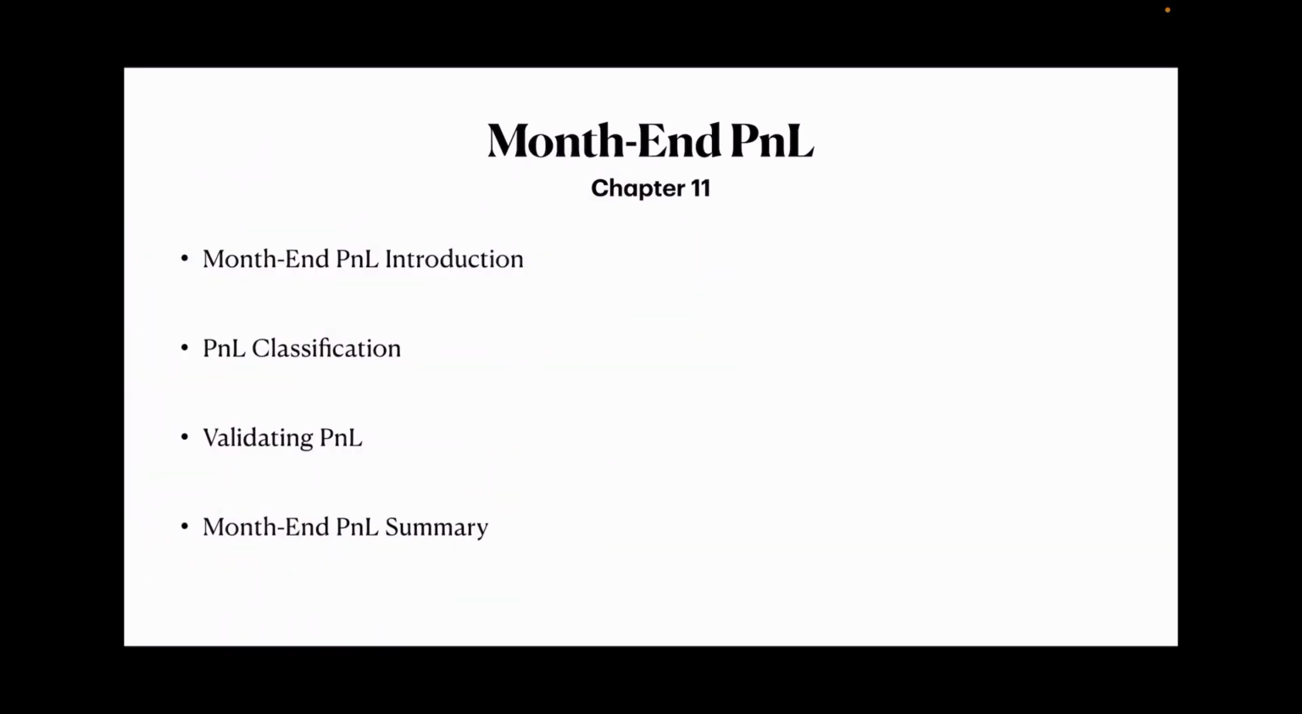Understanding and validating profit and loss is key to NAV accuracy. This chapter explains P&L classification, how to validate components, and how to tie it all together into a month-end P&L summary, a vital step in the fund accounting process.